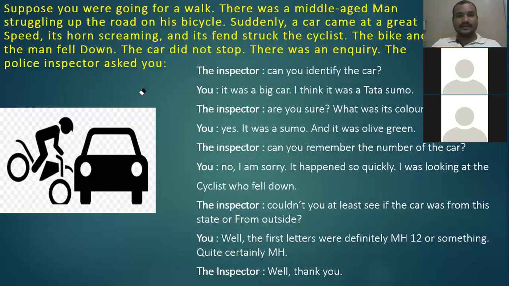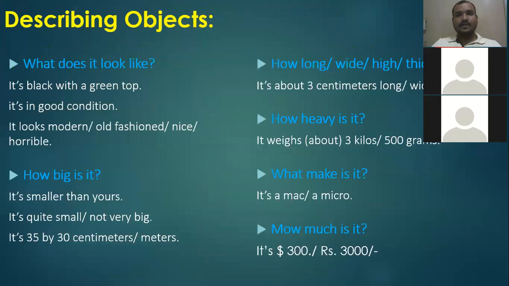So now we are moving a little forward. Now, what exactly do we mean by describing objects? Describing objects. So what's the first point? What does it look like? Whenever we were describing people, we discussed from head to toe. In a similar way, if you're describing an object, you're supposed to keep in mind a few questions like these. The first question is, what does it look like? How does it look?